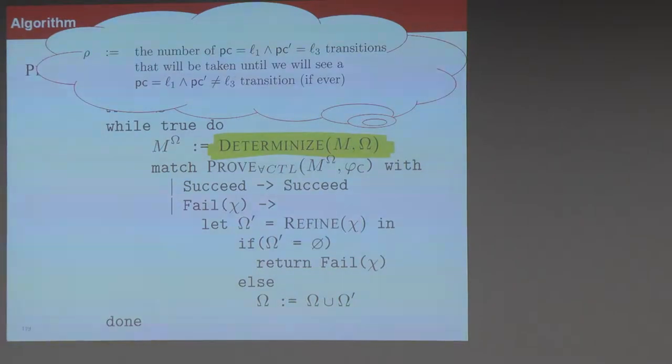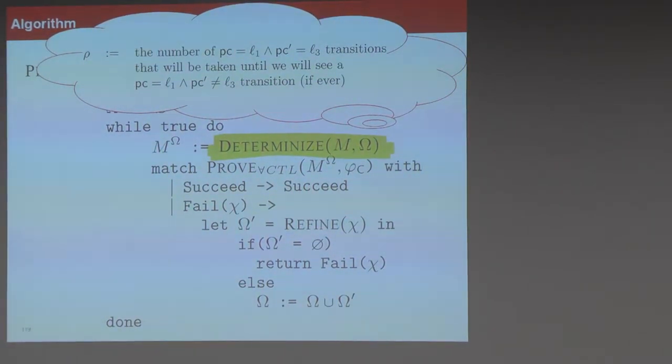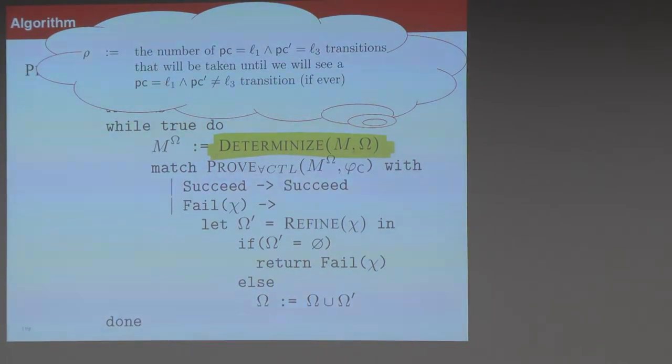So now I can tell you in a little more detail what rho really represented. The rho is the number of A to B transitions that will be taken until we see an A to not B transition. So imagine you set rho to 20. Then what rho is representing is that we're going to force the system to take 20 A to B transitions, and on the 21st time around, we're going to force it to go A to not B.